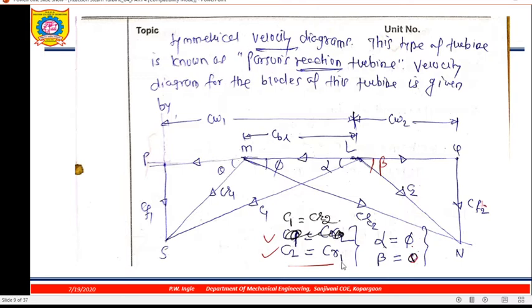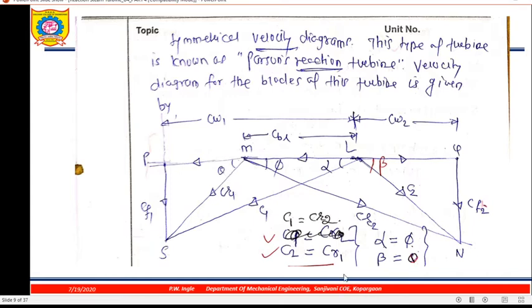Alpha angle is related to C1 and phi angle is related to CR2. Alpha angle is related to C1 velocity. Phi angle is related to CR2. Similarly, beta is related to C2, the outlet absolute velocity, and theta is related to CR1.